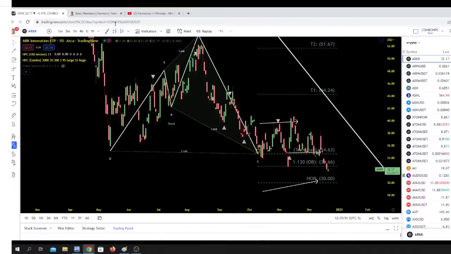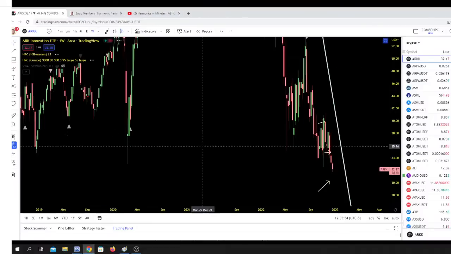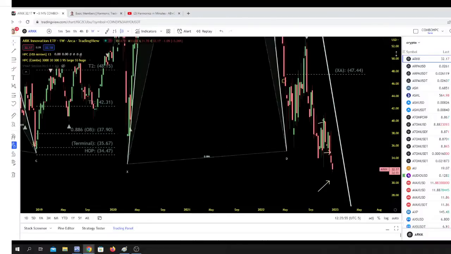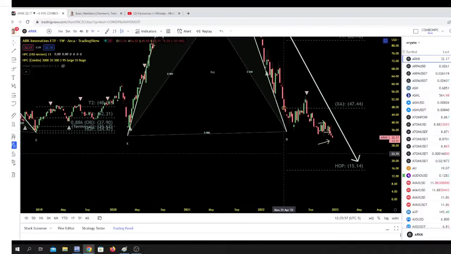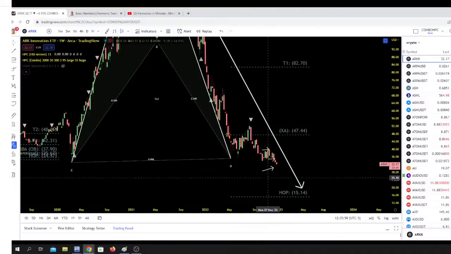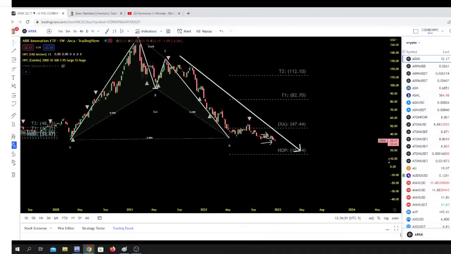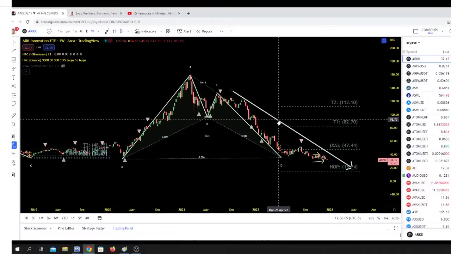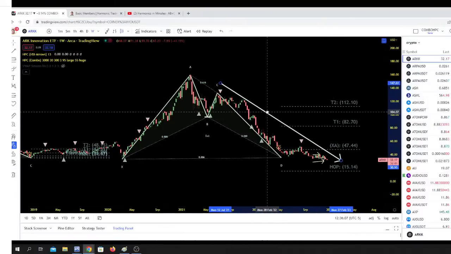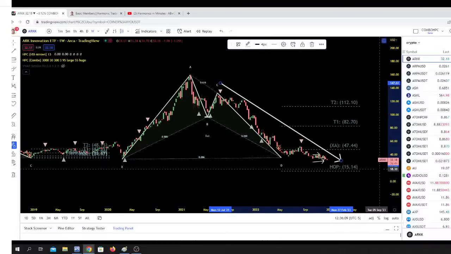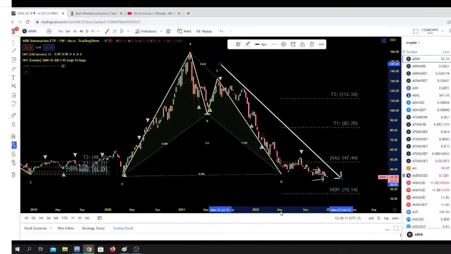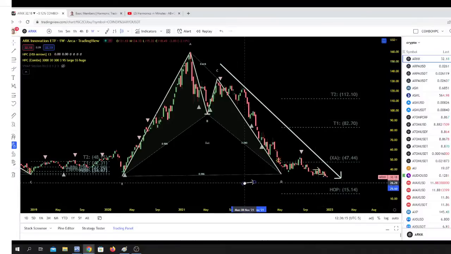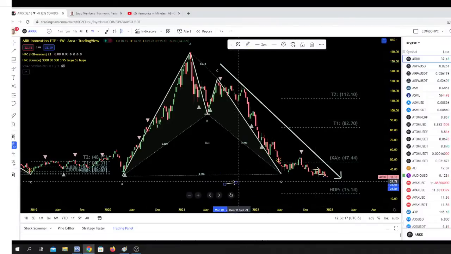The problem with ARK, much like Tesla and the rest of them, from a pattern perspective on the weekly. And yes, the bigger the pattern, the longer the time frame, the more significant it certainly is. And with ARK, beautiful bat pattern. Wouldn't you agree? I mean, amazing, from the COVID low.